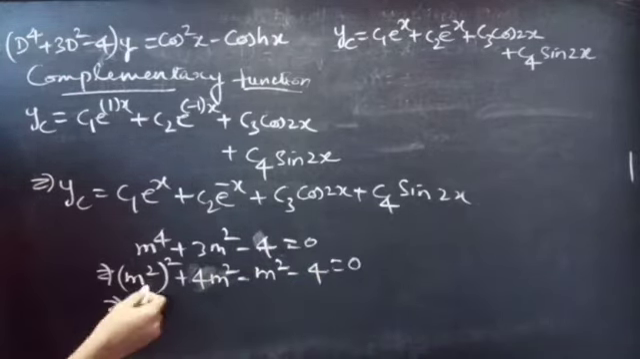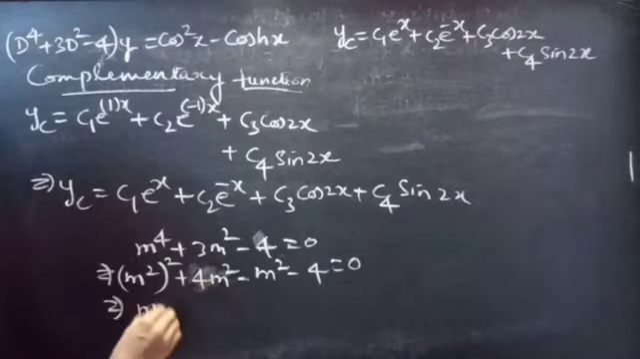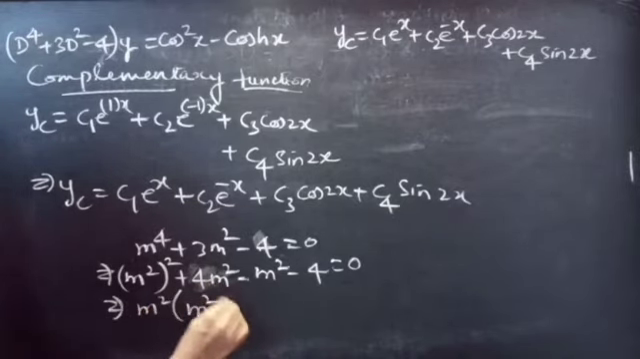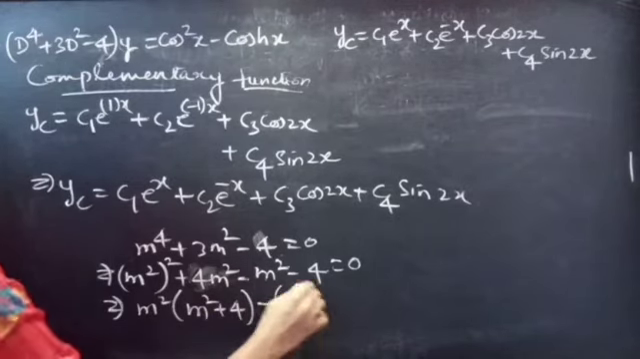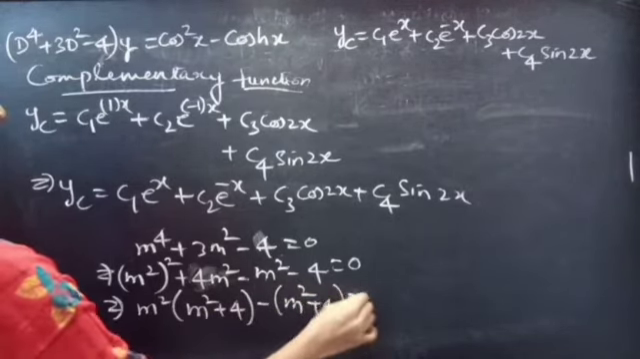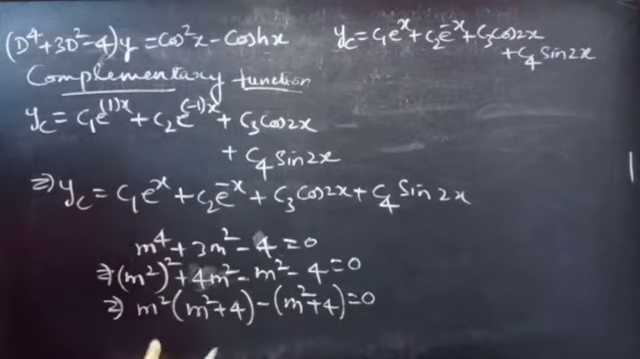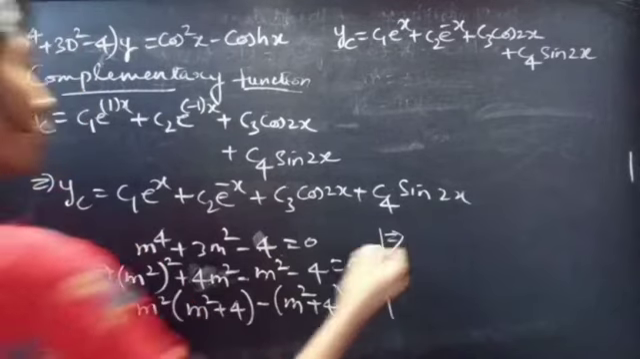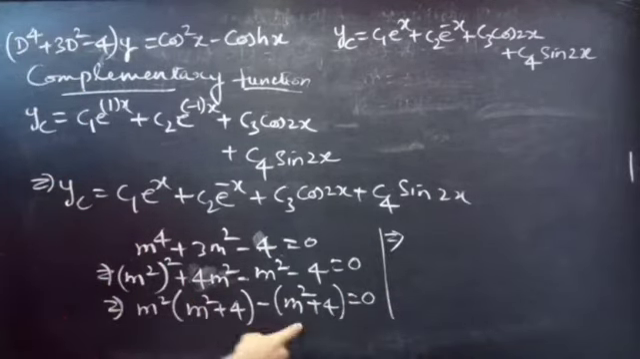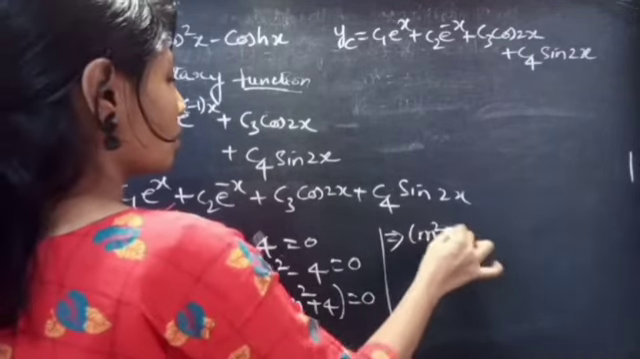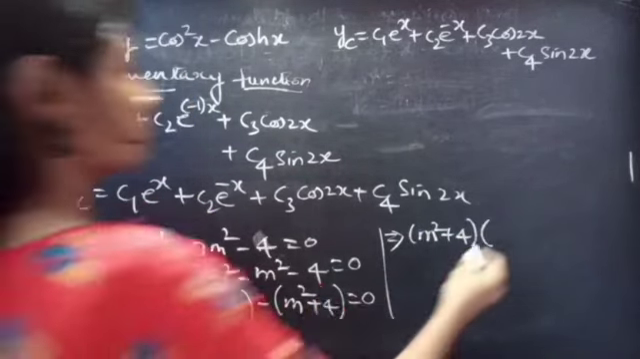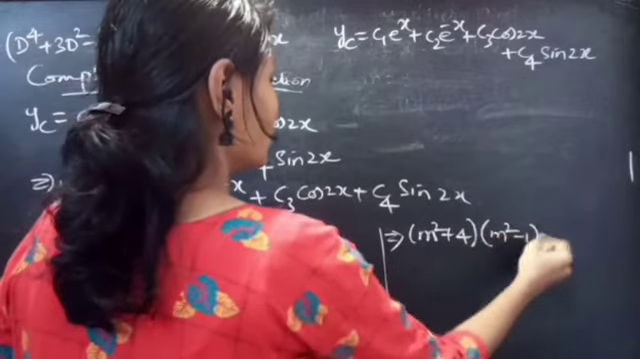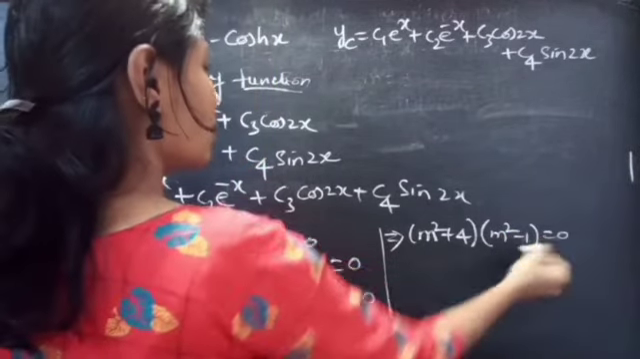Then take m square common from the first two terms, you'll get m square times m square plus 4. And now take minus common from the next two terms, you'll get minus of m square plus 4 equals to 0. If you notice, you're having m square plus 4 in both the terms. So let's take m square plus 4 common from these two terms. Then we'll get m square plus 4 into m square minus 1 equals to 0. Now equate each factor to 0.